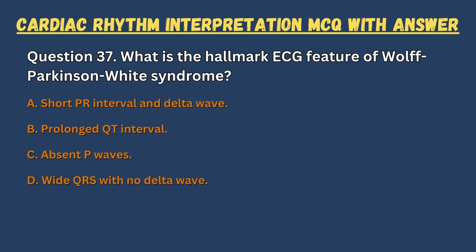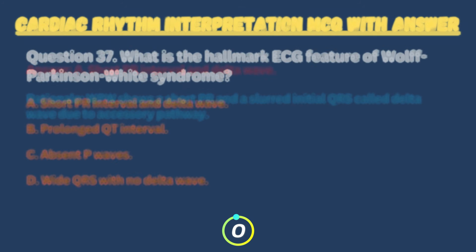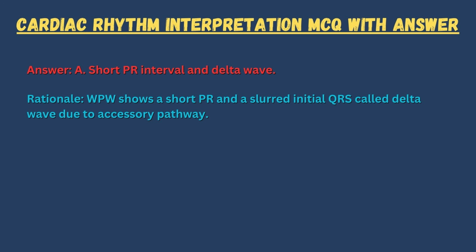Question 37. What is the hallmark ECG feature of Wolff-Parkinson-White syndrome? A. Short PR interval and delta wave. B. Prolonged QT interval. C. Absent P waves. D. Wide QRS with no delta wave. Answer: A. Short PR interval and delta wave. Rationale: WPW shows a short PR and a slurred initial QRS called a delta wave due to an accessory pathway.